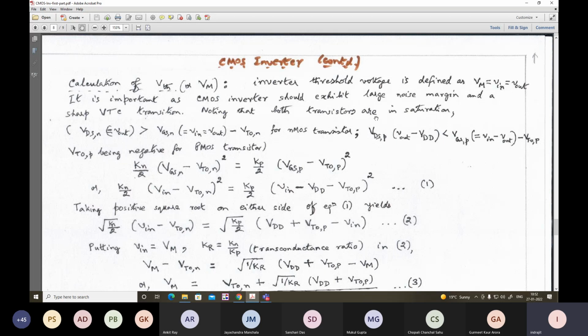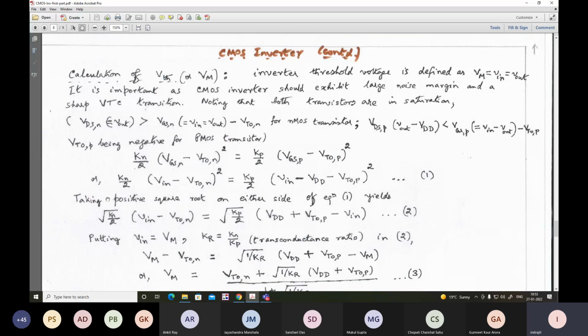And of course, both the transistors are in saturation. You can convince yourself by seeing that VDSN is greater than VGSN minus VTON for the NMOS transistor, and also VDSP is less than VGSP minus VTOP for the PMOS transistor. So both the transistors are definitely in saturation. And you write the current equation. Then what do you do? Straightforwardly solve it, because input voltage and output voltage are equal. So set VGSN equal to V, and VGSP equal to V minus VDD.